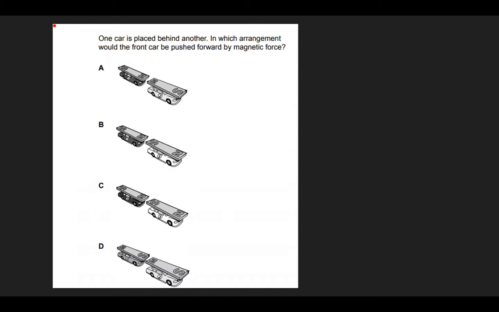All right, number 3, one car is placed behind another. In which arrangement would the front car be pushed forward by magnetic force? A, B, C, or D? Pause to annotate and answer this question now.